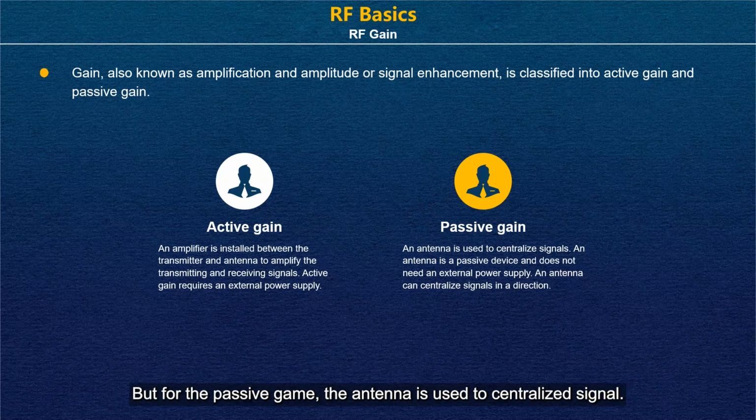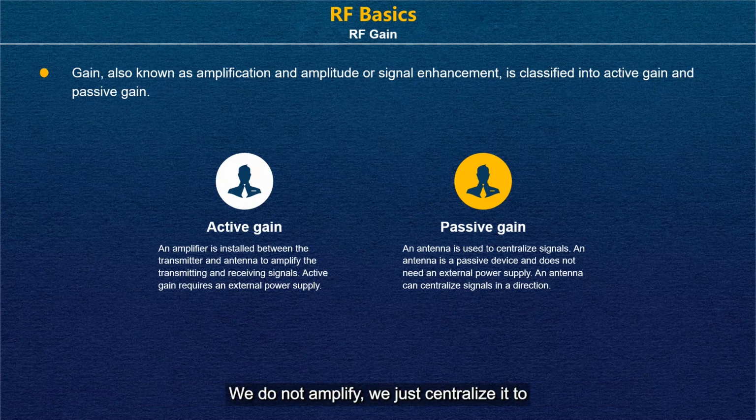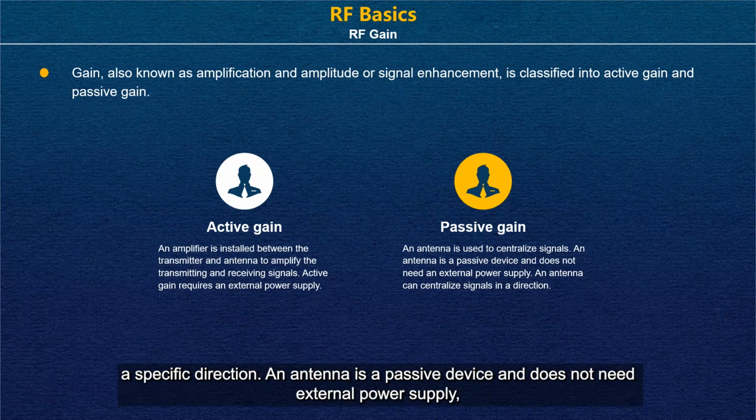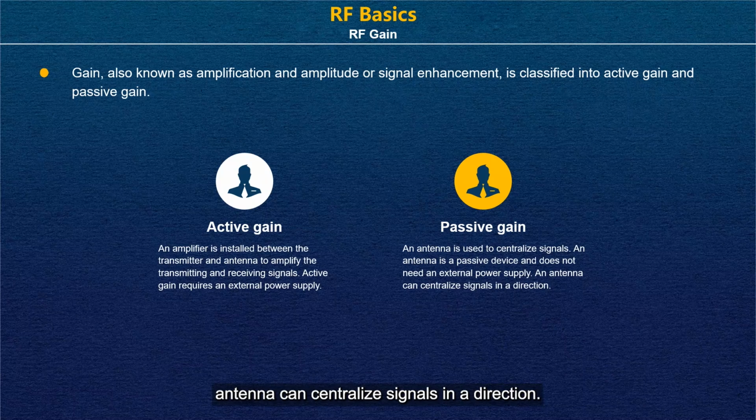But for the passive gain, an antenna is used to centralize the signal. We do not amplify it, we just centralize it to a specific direction. An antenna is a passive device and does not need an external power supply. An antenna can centralize signals in a direction. So this is about the RF gain, which is active, which is passive. You should know the difference between them.